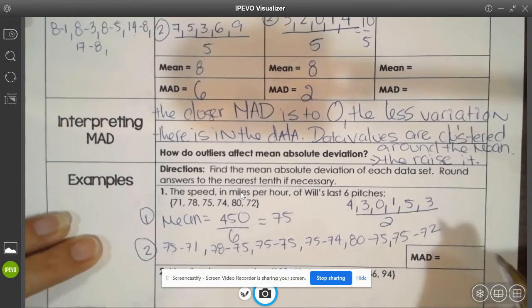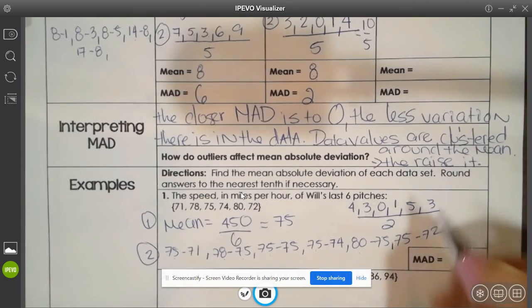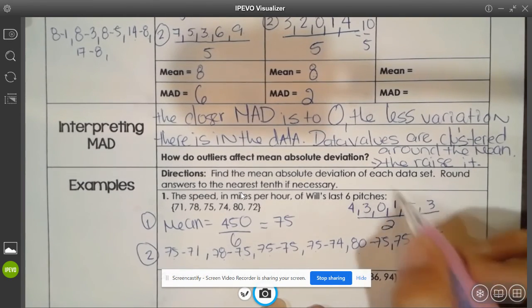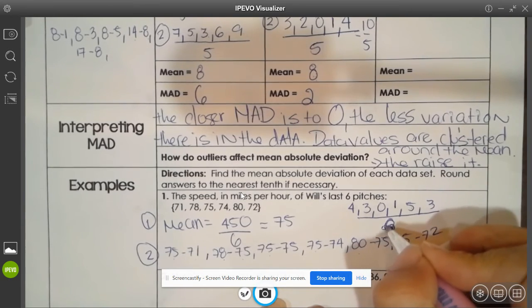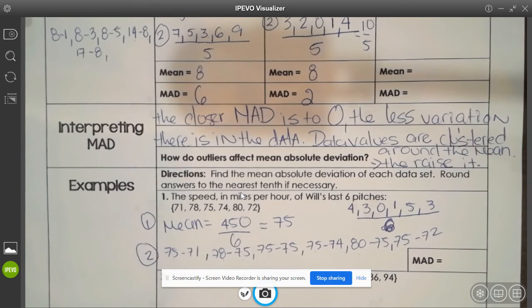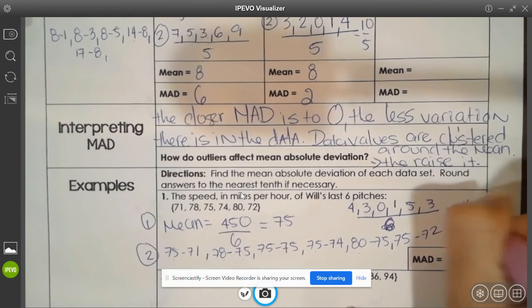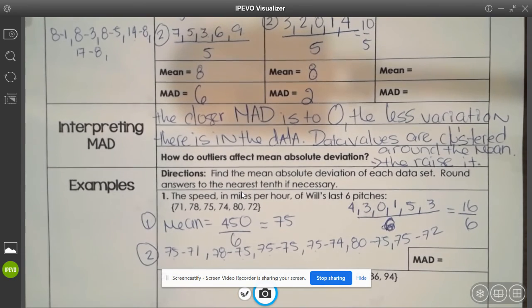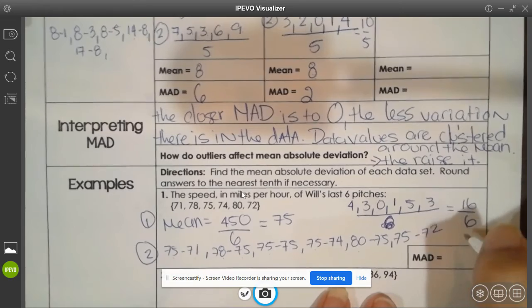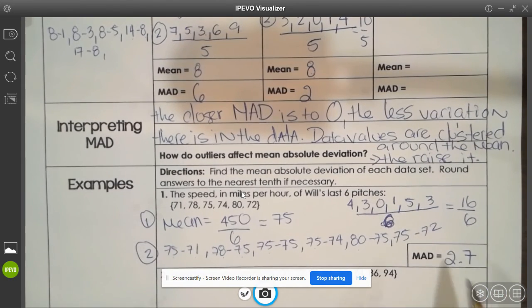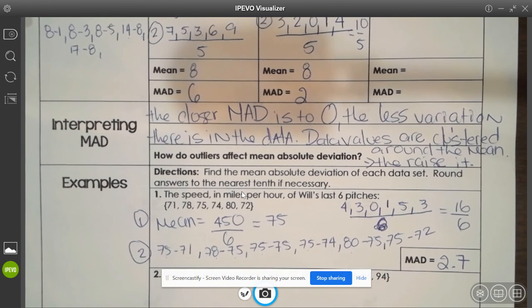And now I'm going to add them up and divide by how many we have. We have 1, 2, 3, 4, 5, 6. Sorry about that, that is 6 values. We're going to find the average there. So that's 4 plus 3 plus 0 plus 1 plus 5 plus 3. That is 16. So 16 over 6, and how much is that? You divide by 6, you get 2.6 or 2.7. 2.7. And that is my MAD. Okay, that's the distance from each of the values to the mean. And I hope this helps.